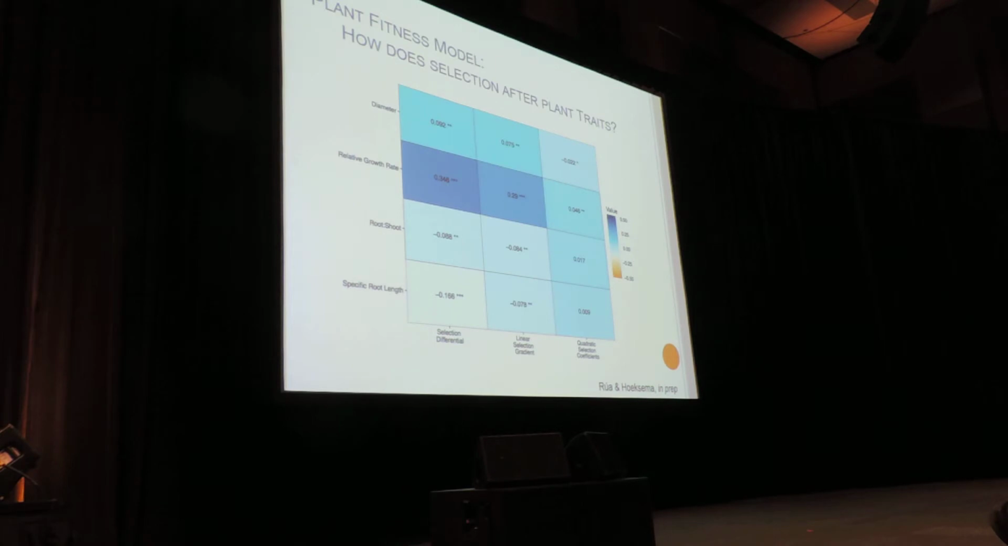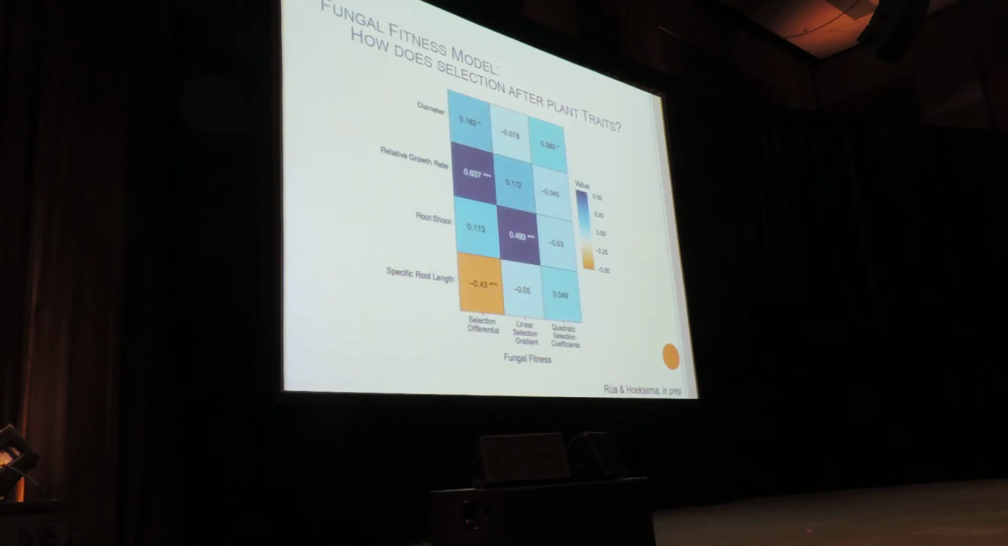So, hitting it quick, if we talk about how selection is altering plant traits from the plant fitness model point of view, we see that diameter and relative growth rate are both experiencing increased selection, while root to shoot ratio and specific root length are both experiencing decreased total selection. And if we look at what's happening from the fungal point of view, we see similar patterns in which both diameter and relative growth rate are also experiencing increased selection, while specific root length is experiencing significant decreased selection, and there's no significance for selection on root to shoot ratio.